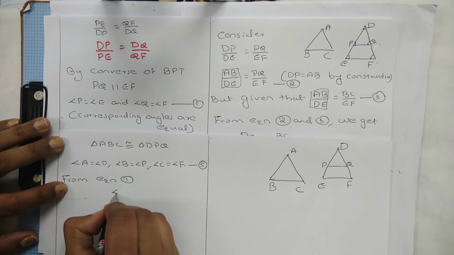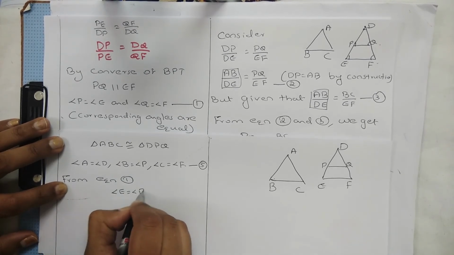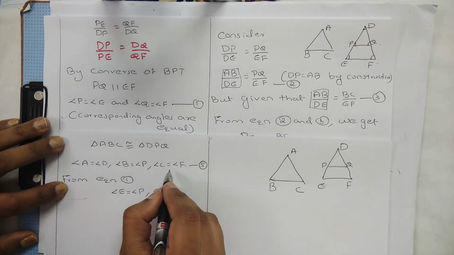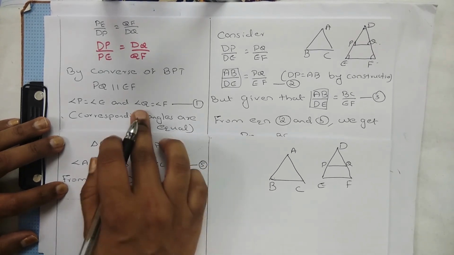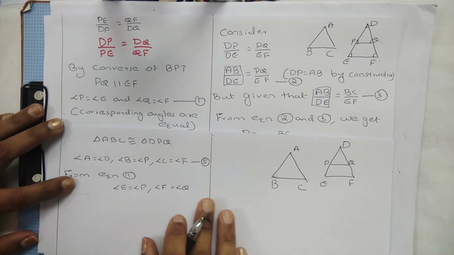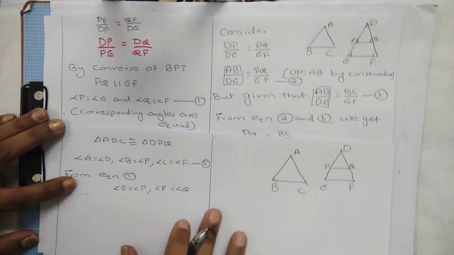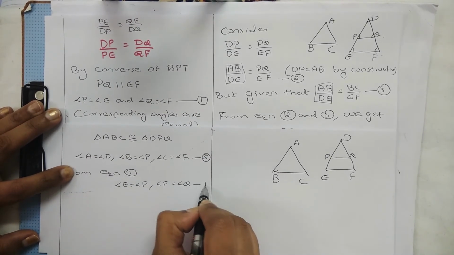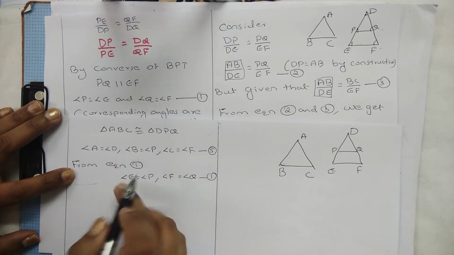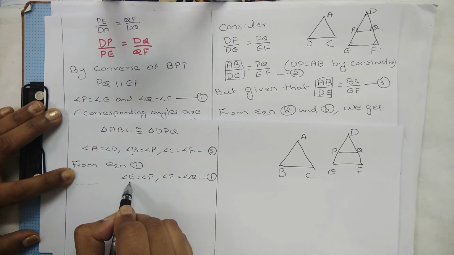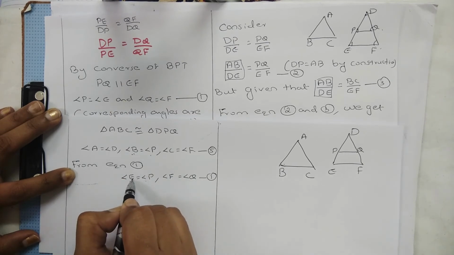Now angle E is equal to angle P, and angle C is equal to angle F we need to prove. So here you are getting angle F is equal to angle Q. Angle Q is equal to angle F, both you can write. Now from 1 and 2, what you will get? Angle B is equal to angle P, angle P is equal to angle E. That means angle B is equal to angle E.